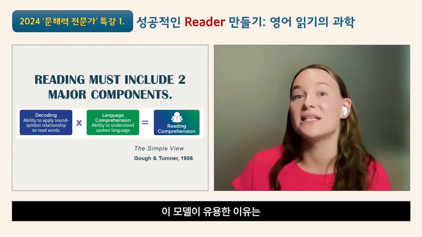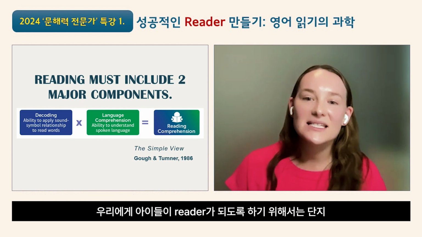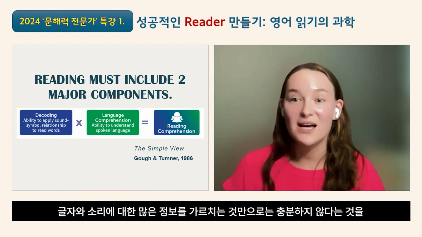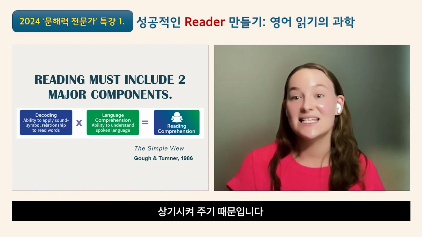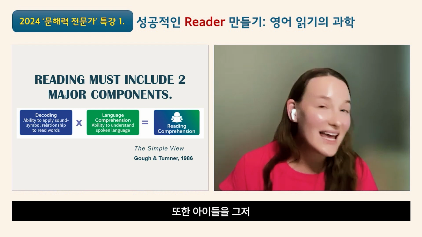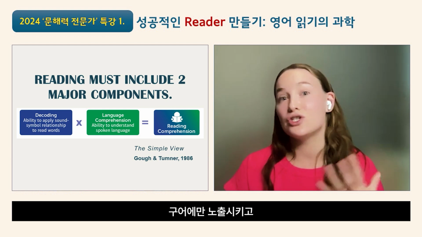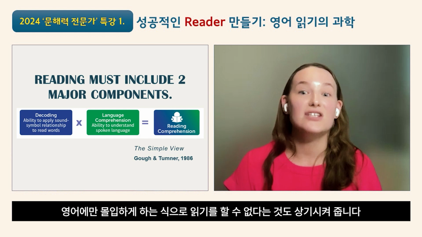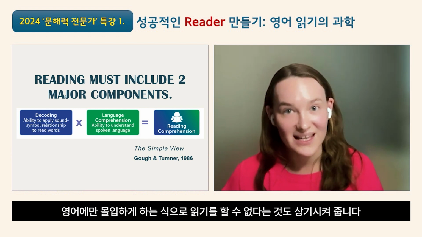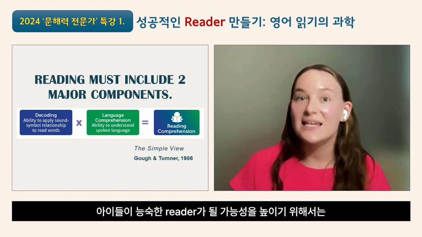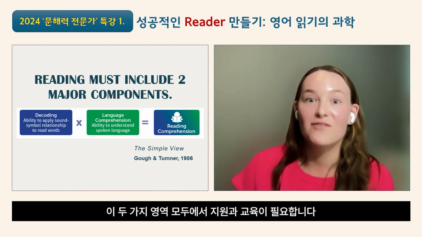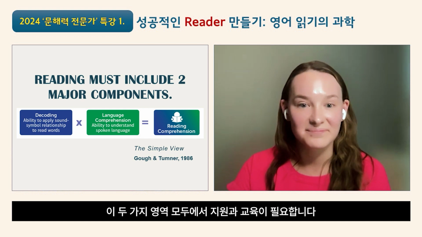This model is really helpful because it reminds us that we cannot just teach children a whole lot of information about letters and sounds to get them to become readers. But we also cannot just expose children to oral language and to lots and lots of English and think that they will read that way either. Children need support and instruction in both of these areas to have the highest likelihood of being a proficient reader.